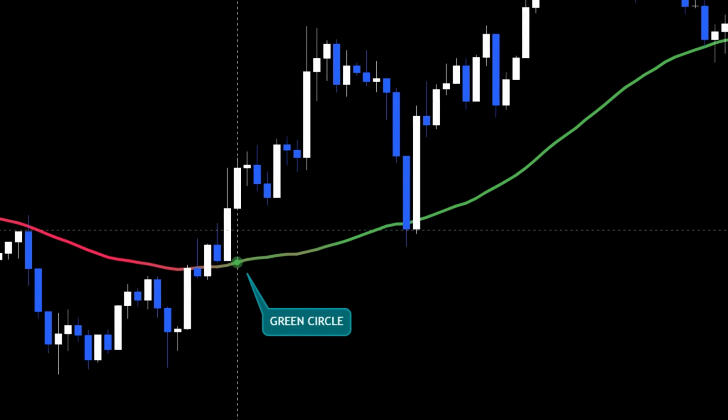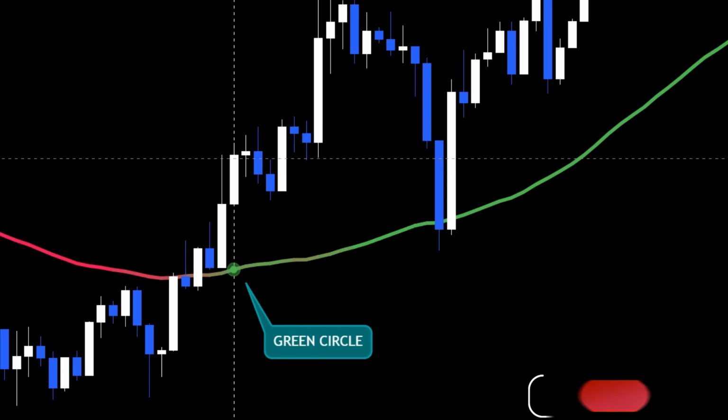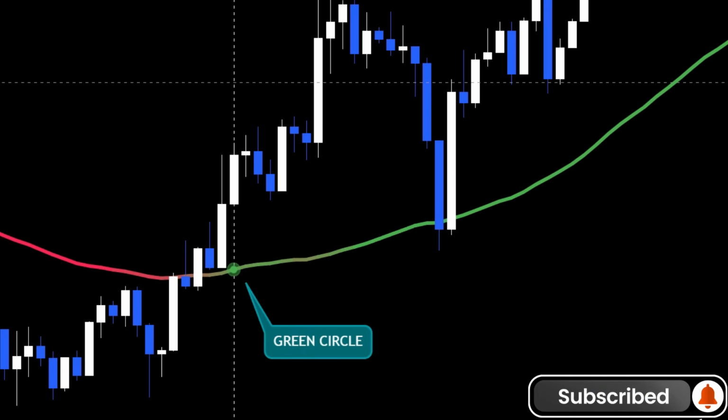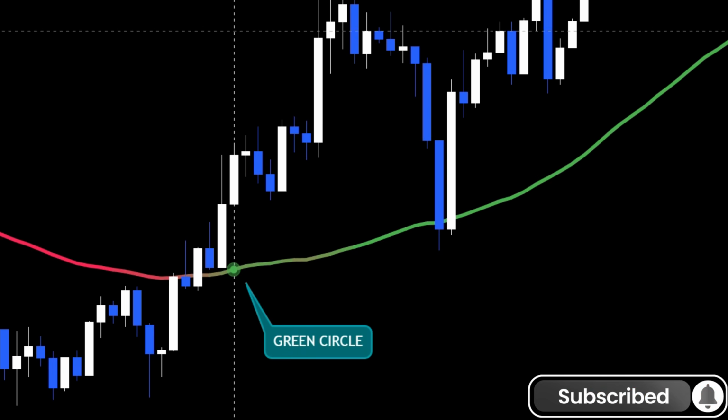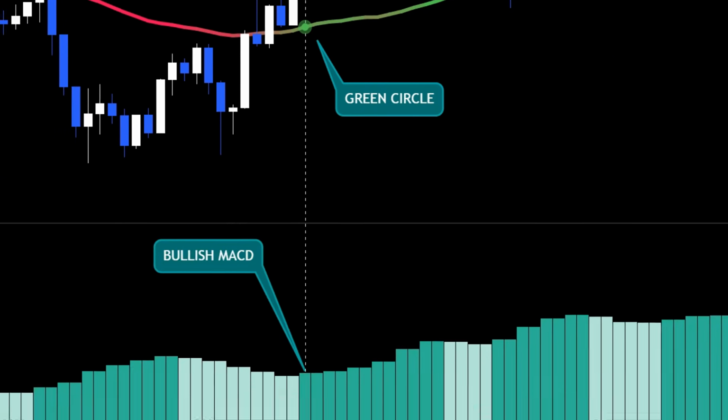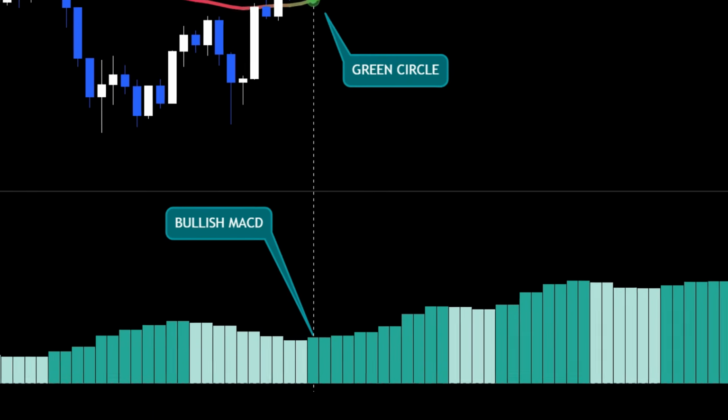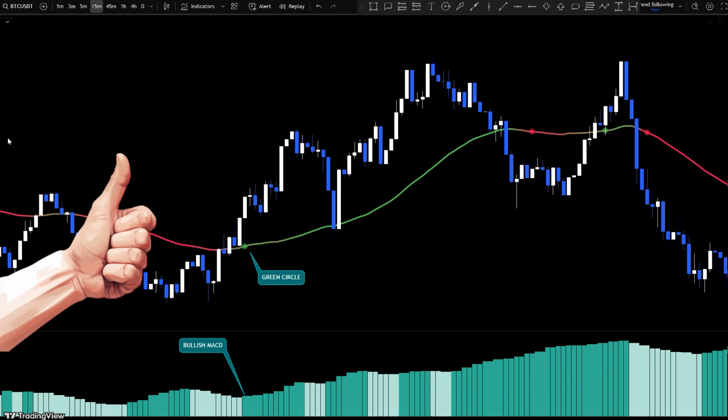And the exact opposite is true for a buy signal. Look at this trading example. The Deviation Trend Profile just generated a green circle. The MACD is showing bullish momentum. Bingo. That's a valid buy signal.